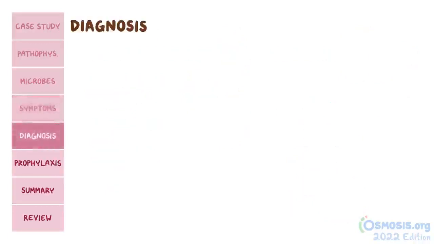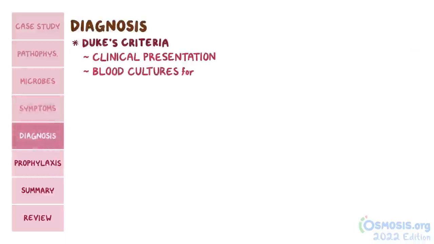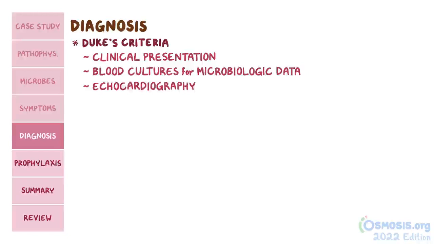Diagnosis of infective endocarditis is based on the Duke criteria, which take into account the clinical presentation, blood cultures for microbiologic data, and echocardiography. For your exams, remember that finding the cause typically involves getting multiple blood cultures.